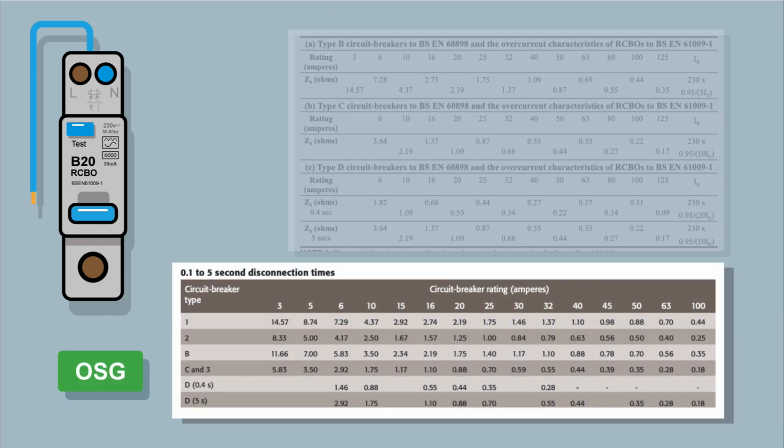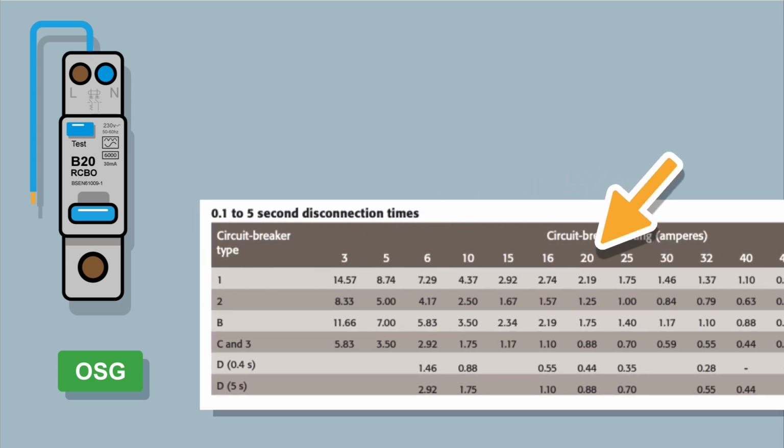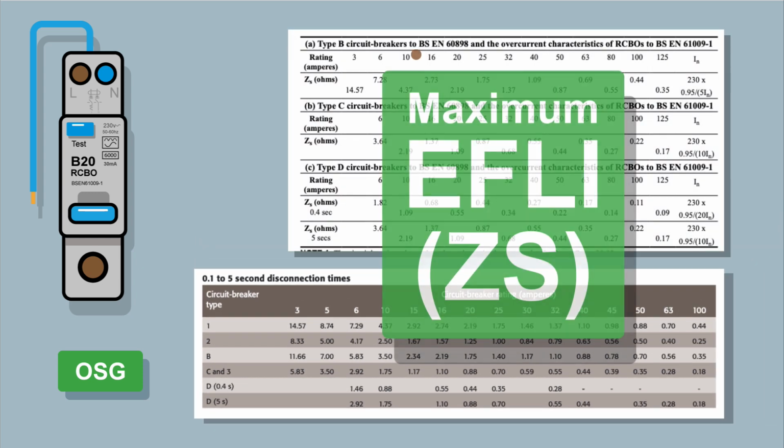Then we've got the On-Site Guide. We look at the 20 amp Type B RCBO, and this time we get a value of 1.75. Now these are both maximum values. So how can you have two different maximum values?